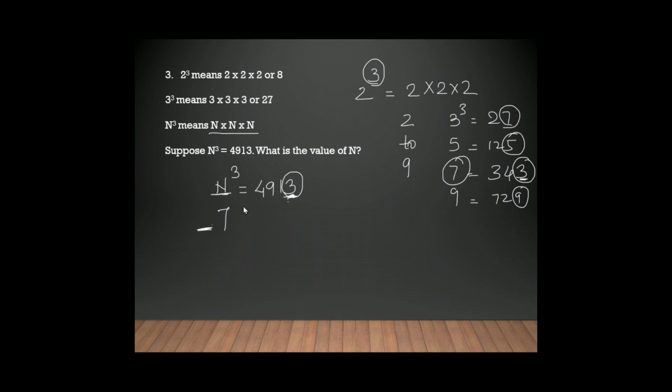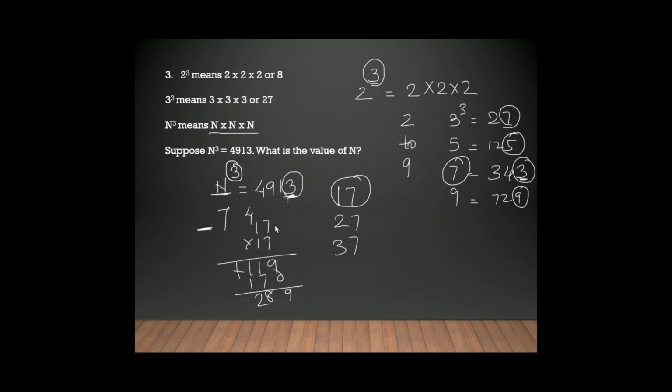Any 2-digit number with 7 in the ones place means it can be either 17, 27, 37 and so on. So we have to check which one will give us 4913. So let's go for the smaller number, 17. When you do 17 times 17, it gives us 7 times 7, 49, then 289.